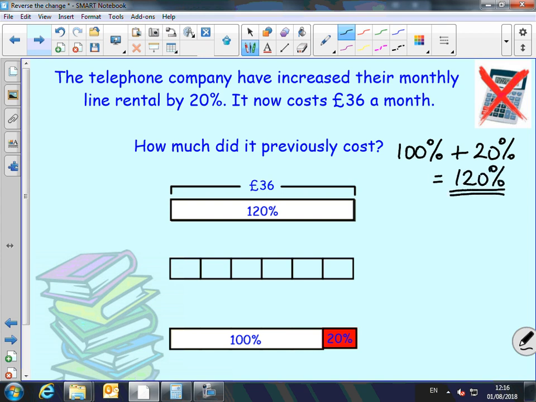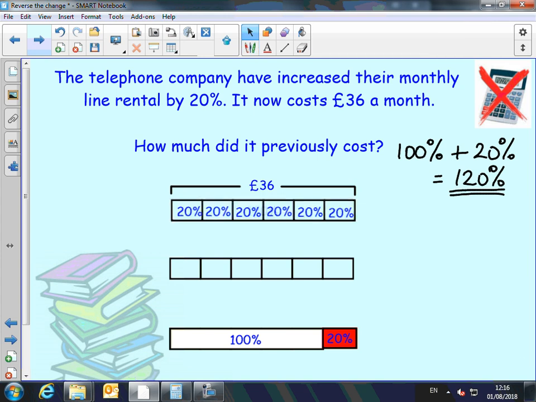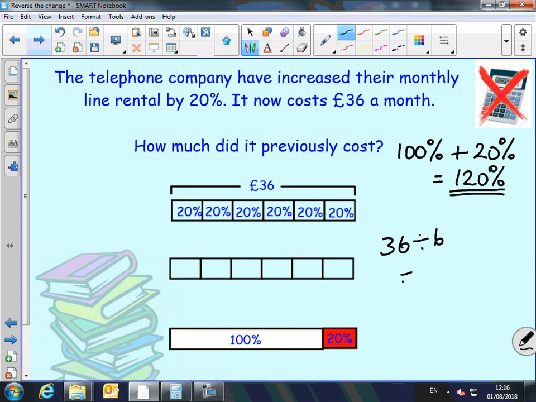So the first bar here on the board represents 120%, which is £36. So I'm going to split that up into 20%s. So we've got 6 equal parts. How much is each of those parts worth? It'd be 36 divided by 6, which would give me £6. So each section here is worth £6.